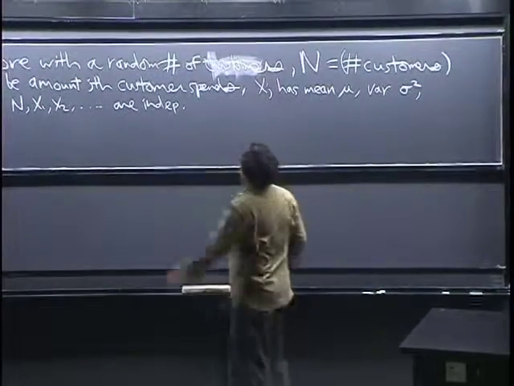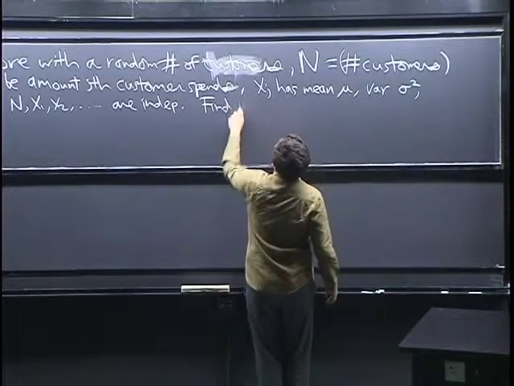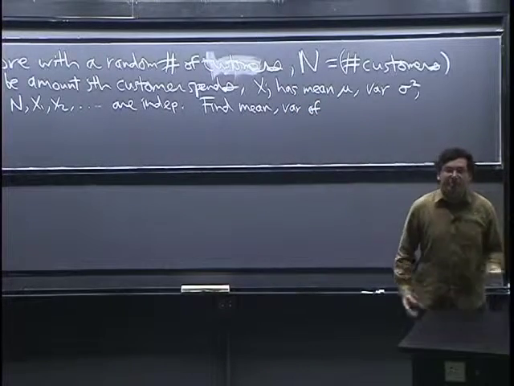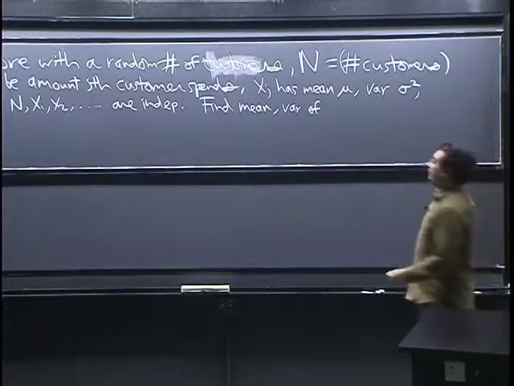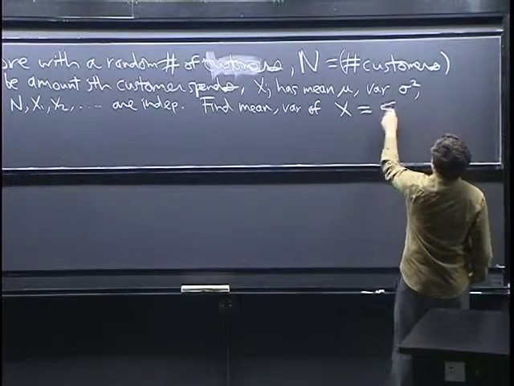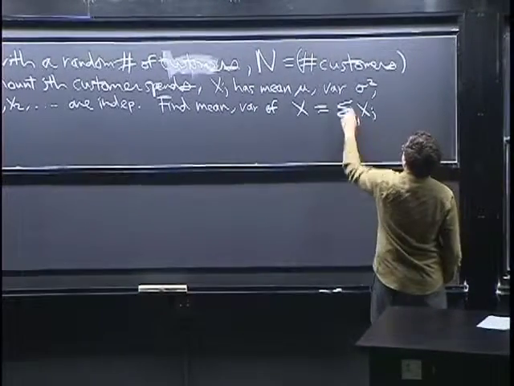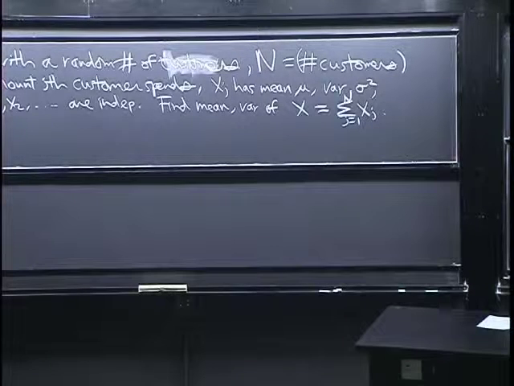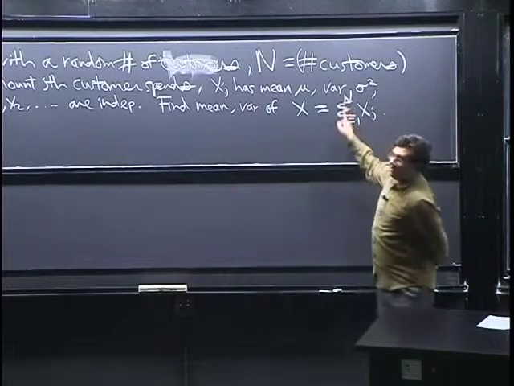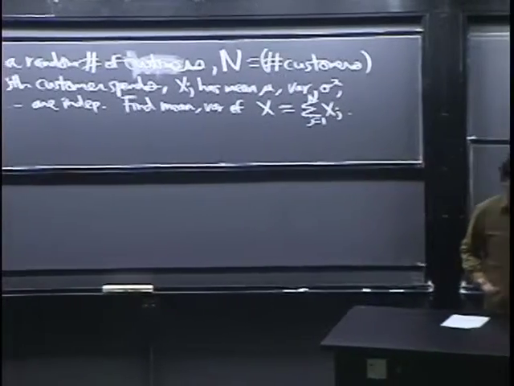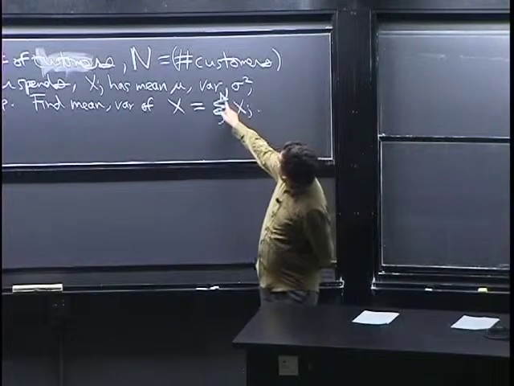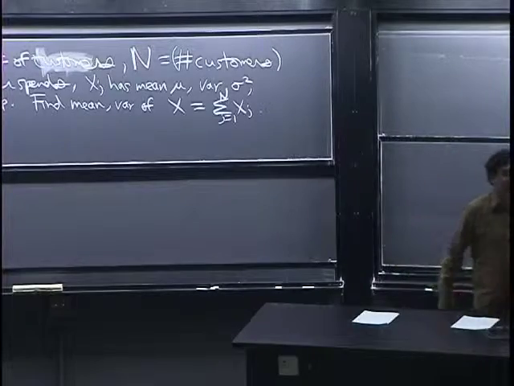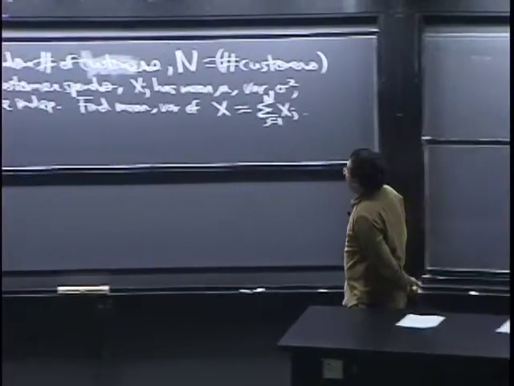Okay, and then we want to find the mean and variance of just the total expenditures, right? That's how much revenue you would take in. So let's call that X. X is just the sum of xj, j equals 1 to capital N. So it's just a sum, right? Just the total amount. But what's unusual about this sum, compared to what we've seen generally, is that the upper index here, capital N, is a random variable. So we're adding up a random number of random variables. Okay? So that's the setup.